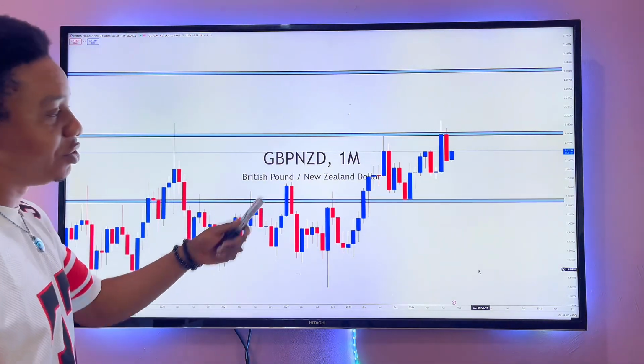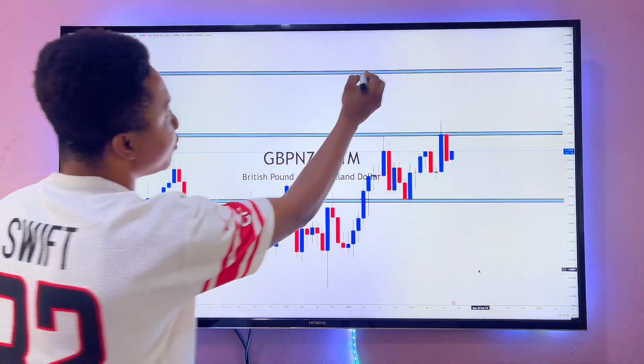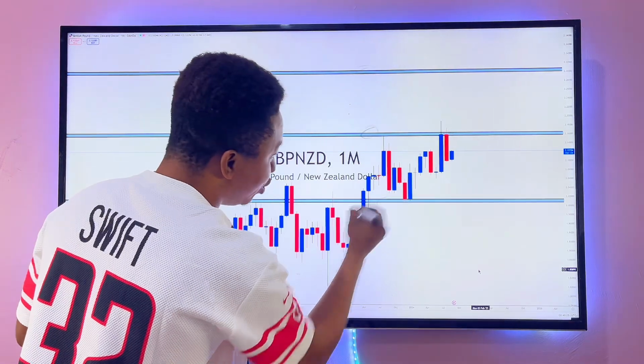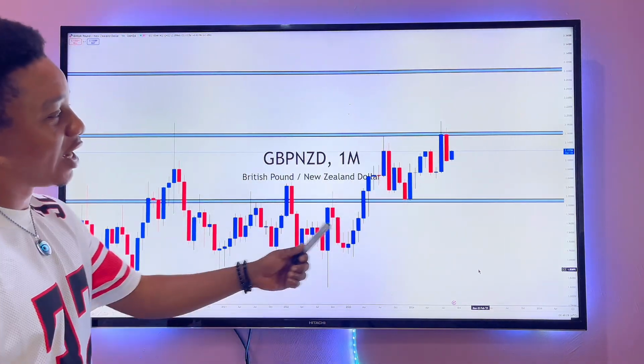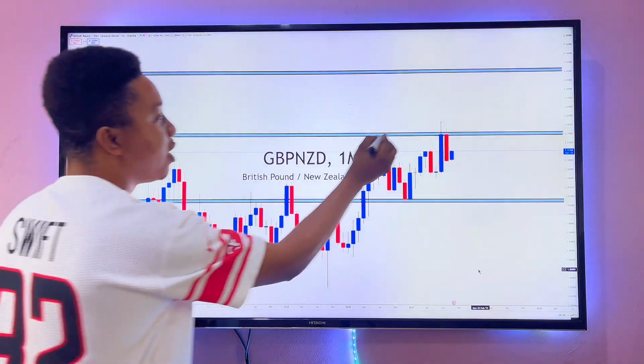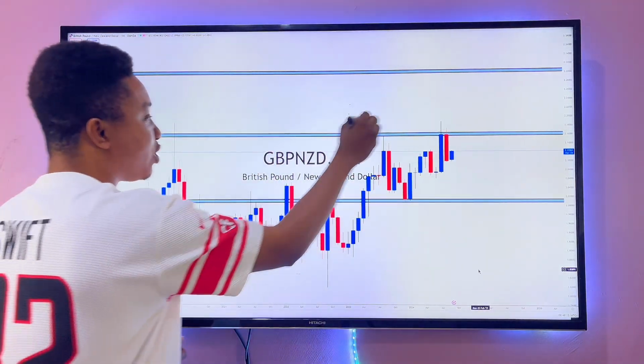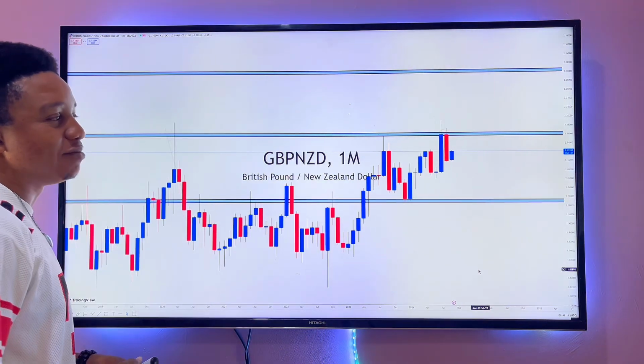Alright, so this is also GBP NZD on the monthly time frame. We have the monthly upper zone, middle zone, and the lower zone. Now, if you look at the monthly time frame for GBP NZD, what have we seen over here? We have seen a strong level of sell pressure on this monthly resistance level, pushing price to the downside anytime price makes contact.